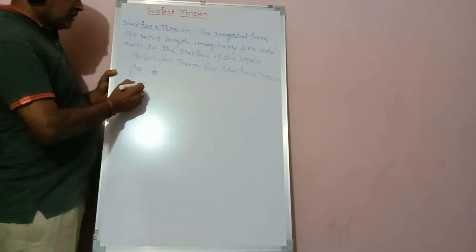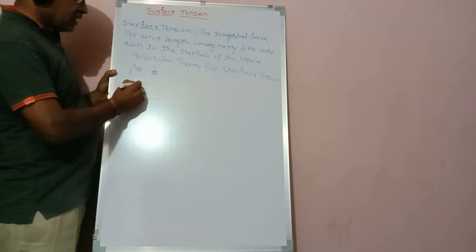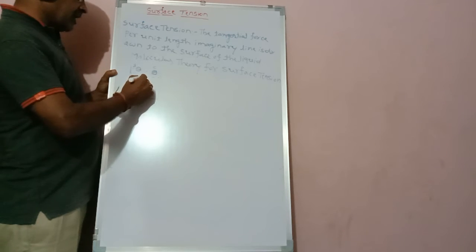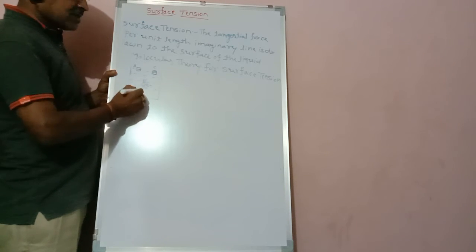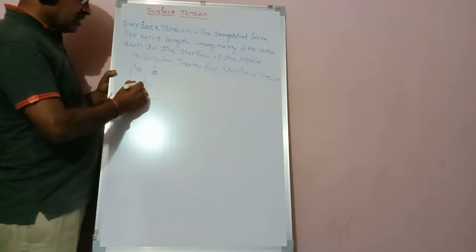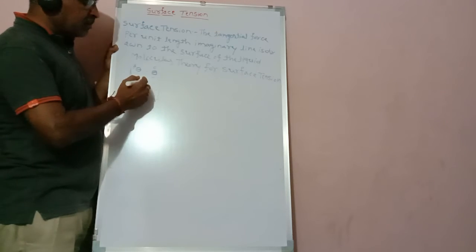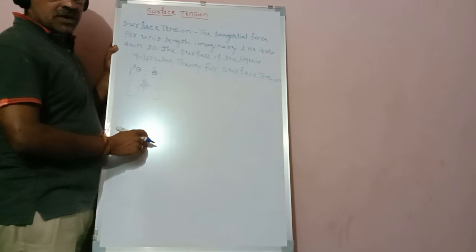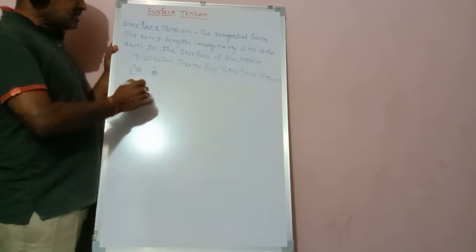Take molecule A. Whatever the downward force is, that much upward force is there, and whatever the right side force is, that much left side force is there. Therefore, the net force acting on that molecule is 0.